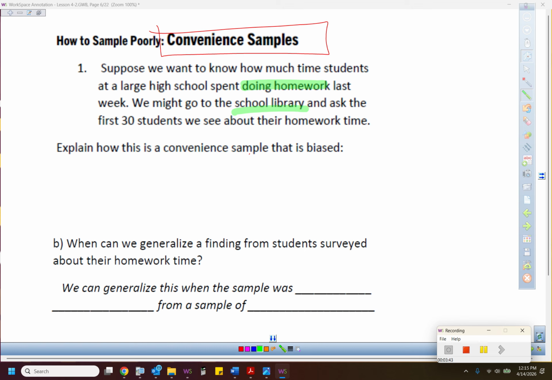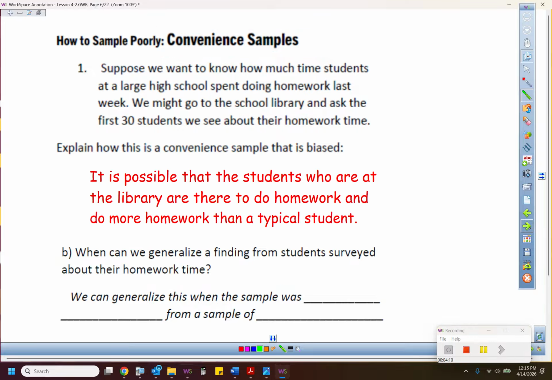So do you think that is fair to survey only people who very likely like to read and do homework about how long they spent doing homework? Do you think that would give a good representation of the entire school? What do you think? Probably not, right? Don't those people probably do more homework than the average student in that situation? So explain how this is a convenient sample.